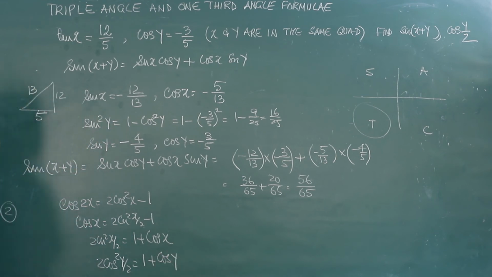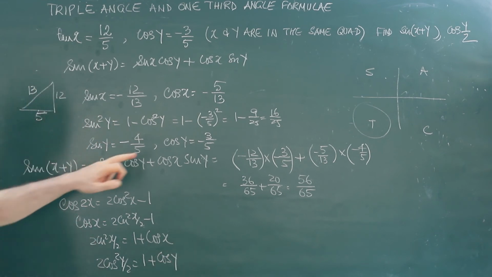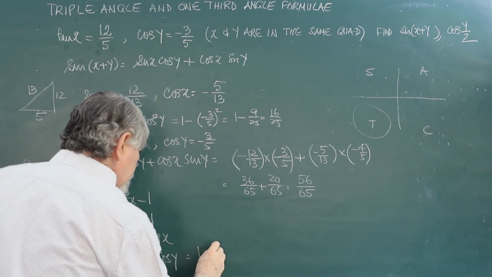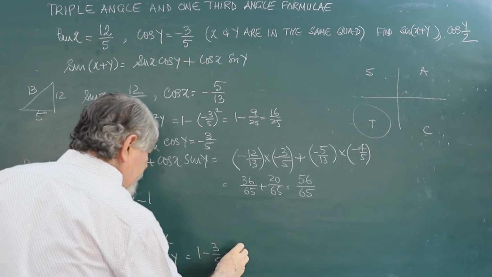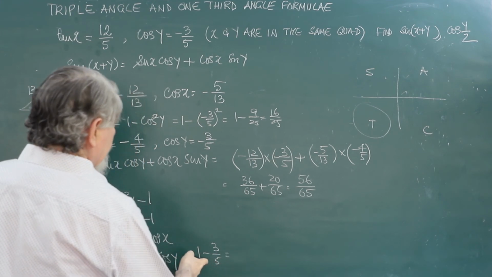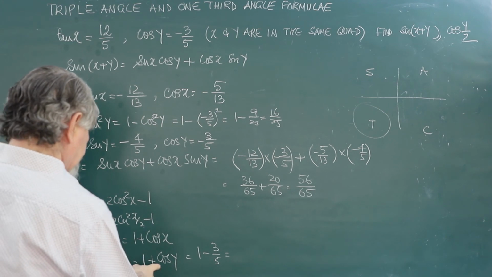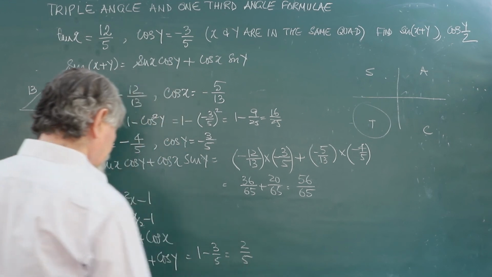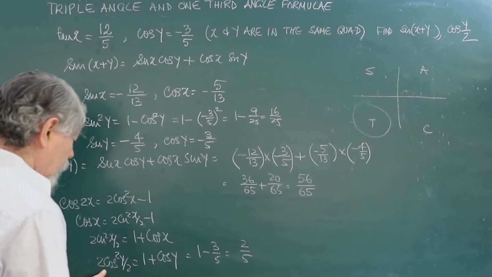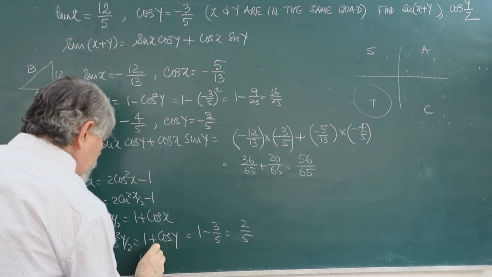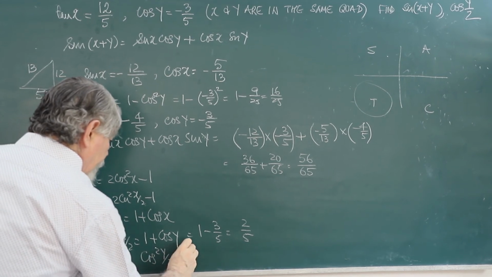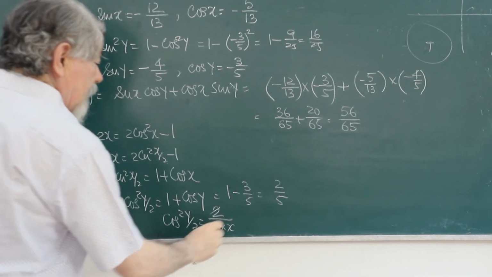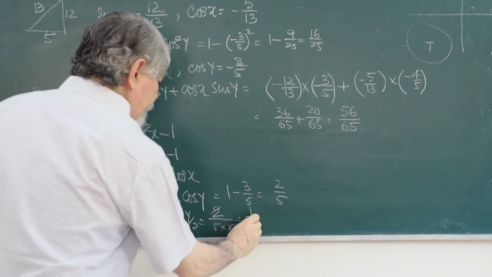I know the value of cos y. It is already given, minus 3 upon 5. So 1 minus 3 upon 5, that means 1 minus 3 upon 5 will come out to be 2 upon 5. So cos square y by 2 will come out to be 2 upon 5 into 2. Here 2 will cancel, it will come 1 upon 5.